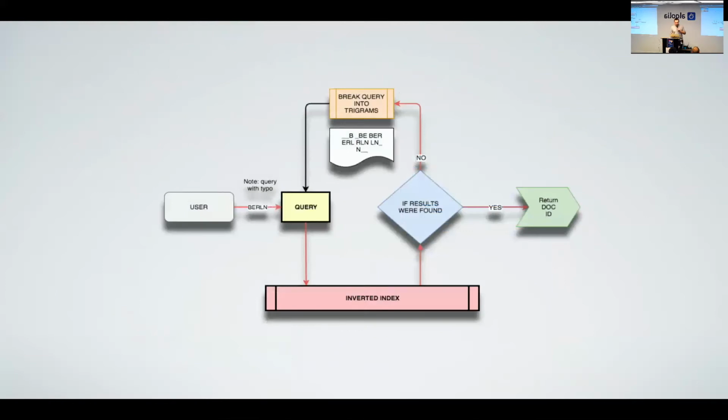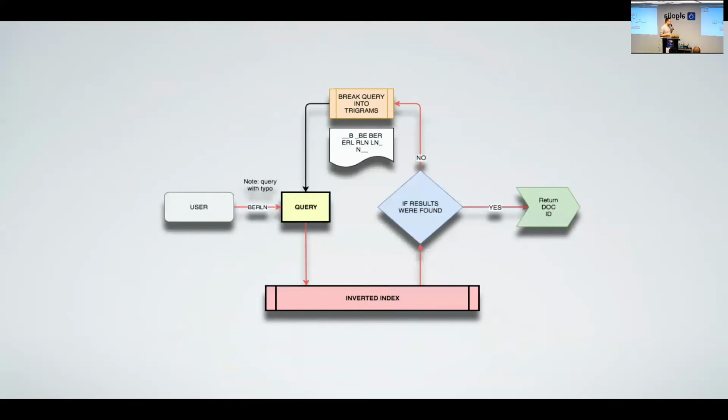So the workflow, how to achieve the "did you mean" suggestion functionality, is when the user enters a query. For example, let's say he enters the query correctly: Berlin. We query the inverted index, the index returns some results, and we simply display them to the user, and that's it. So no problems there.